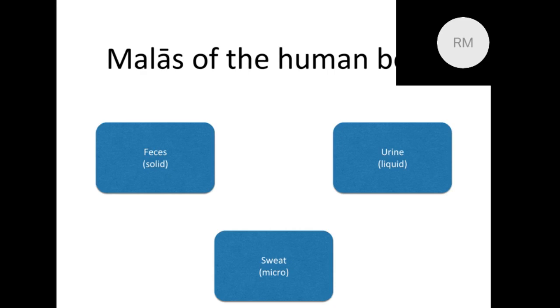So as I was mentioning, there are 3 major Malās, which are the feces, the urine, and the sweat. They represent actually the solid, the liquid, and the micro wastes that are removed from the body through digestion and 2 different stages of metabolism.